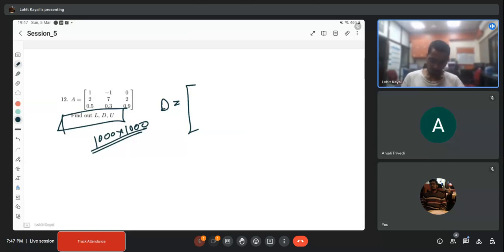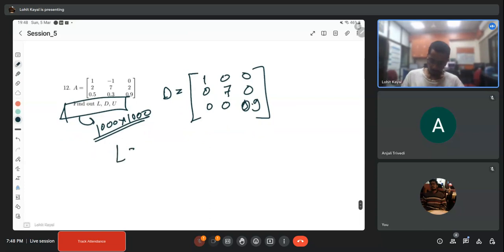So I will show a code, and I will also share it with you, where you can find this LDU from the given matrix. So here, just by looking at it, we can simply say what D will be. D will be 1 0 0, 0 7 0, 0 0 0.9. So this is your D matrix.